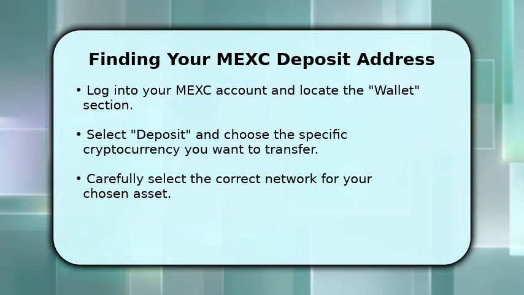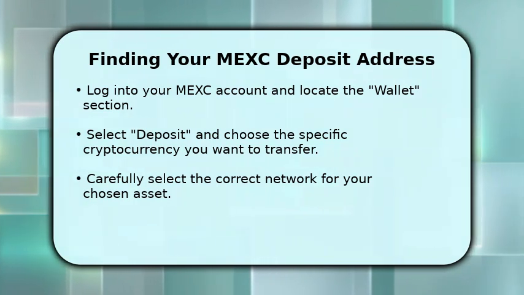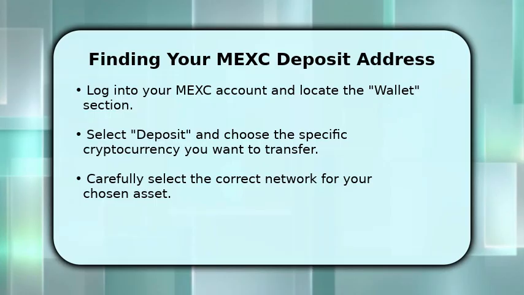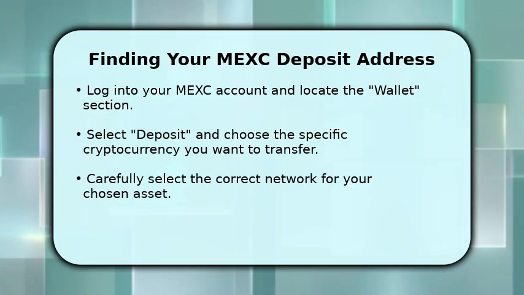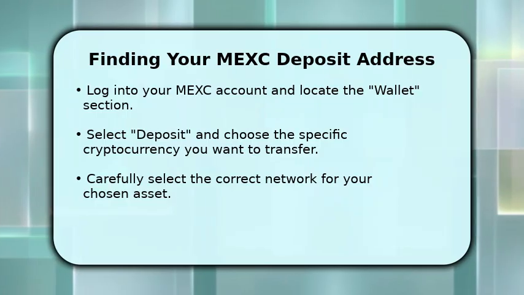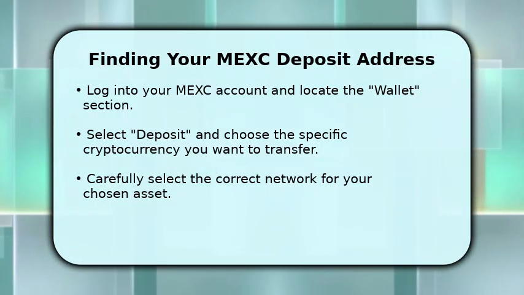To begin, log into your Mexc account and find the Wallet or Assets section. From there, select Deposit and choose the exact cryptocurrency you intend to send from MetaMask. It's crucial to pick the correct network, such as Ethereum ERC20 or Binance Smart Chain BEP20, to avoid losing your funds during the transfer process.